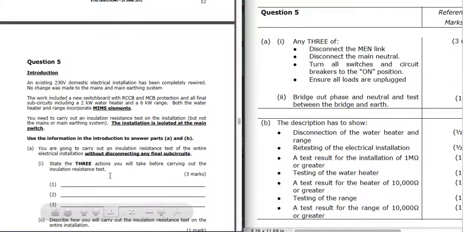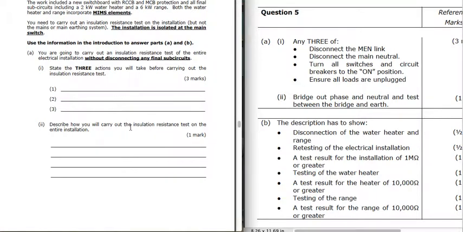So 3 actions that you will take before carrying out the insulation resistance test. What we need to do is disconnect the MEN link, disconnect the main neutral, turn all the switches and circuit breakers to the on position, and make sure that we've got no loads plugged into the circuits. So you're testing just the circuits and not the appliances that could be connected.